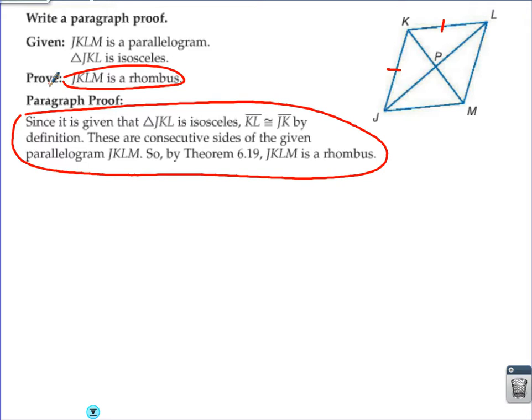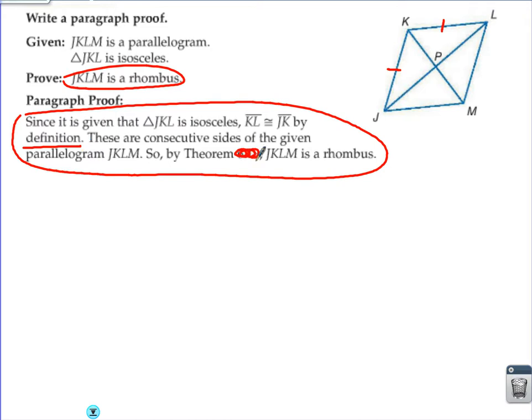Look at your 3 conditions for rhombi. What was the third one? One pair of what? Consecutive sides are congruent. Is that not what we have here? KL is congruent to KJ, so therefore, since one pair of consecutive sides is congruent, then it's a rhombus. And that's what they're going to do here. Since it is given that JKL is isosceles, then KL is congruent to JK, like I marked. By definition, that's what isosceles means. These are consecutive sides of the given parallelogram, so by theorem, they call it theorem 6.19.